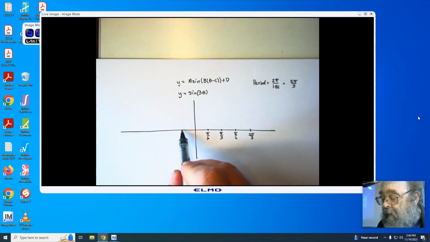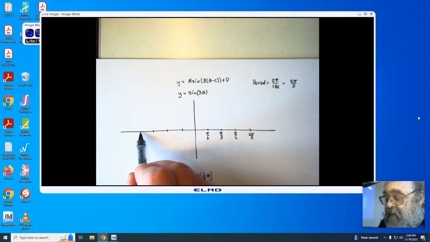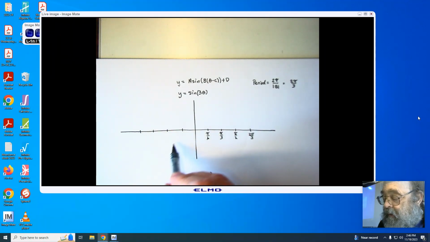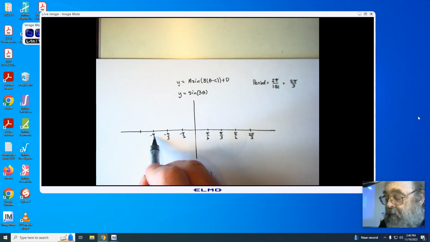We're now going to work backward in the opposite direction as we put in the opposites of these values, going backward. So we're looking at negative pi over 6, negative pi over 3, negative pi over 2, and negative 2 pi over 3.